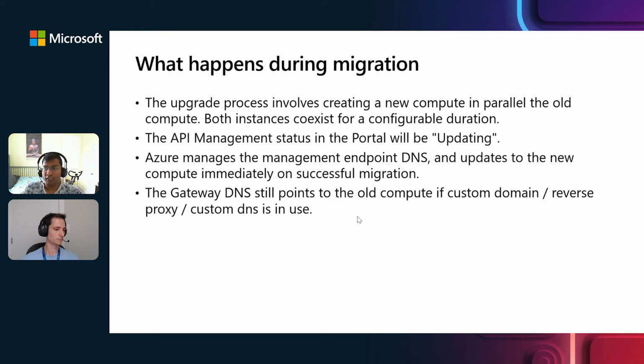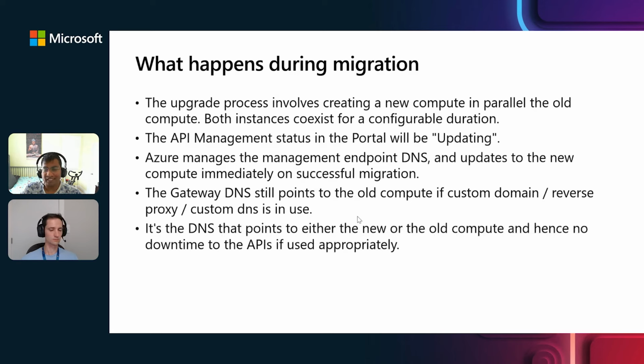Now, because the old and the new compute coexist, there are cases, if you are using a custom DNS or a custom domain or a reverse proxy, where the gateway DNS still points to the old compute. That means that the new compute is created, but it is not actively receiving the traffic. So this facilitates a lot of use cases like validating the new compute before cutting over from the old compute and so on. Now, it's just the DNS, as I said, which points to either the new compute or the old compute, so we have a variety of scenarios that pop up, like will there be a downtime or not, and can I validate my APIs before doing the switchover or not.